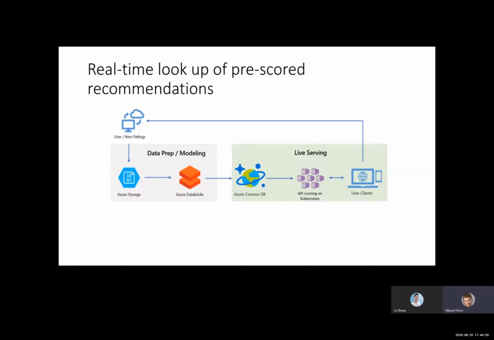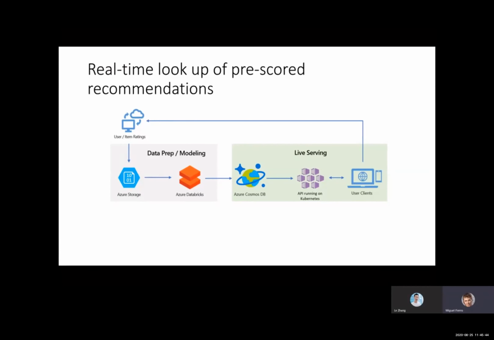Finally, at the end, when we have the model trained, what we're going to do is for each user, we are going to score all the recommended items, okay? And these results are going to be stored on a database. In this case, we chose Cosmos, but again, it can be done on any kind of database. Then, in order to serve this, what we will need to create is an API to be able to access this data, right? One good way of doing this is using Kubernetes.